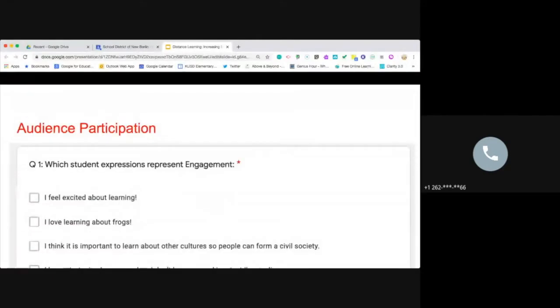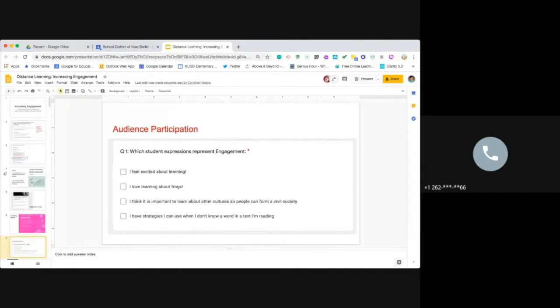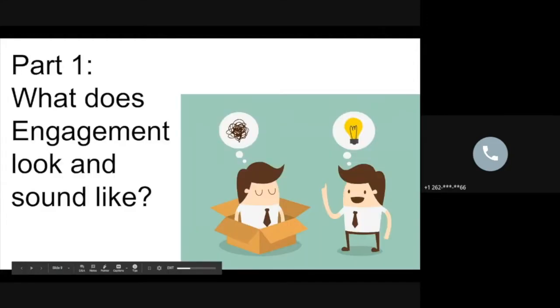So something that's actually pretty interesting: we have a wide variety of responses when we come to thinking about engagement. I was doing some research and reading a lot of work by Marzano as I was putting together this presentation for today, and there actually is a correct answer for these examples in this question. So what does engagement look and sound like? Next slide. These are the answers.